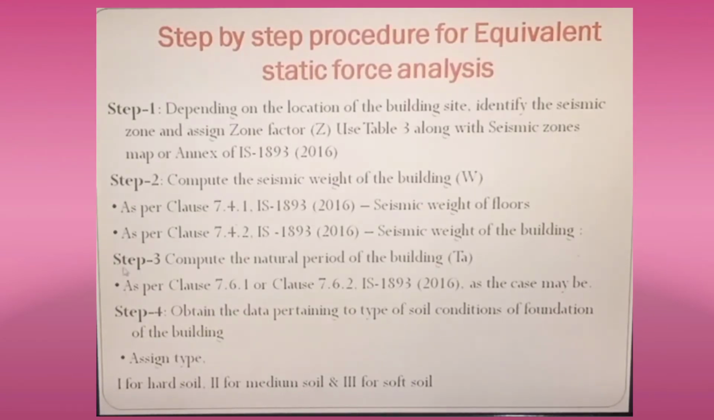Step 3 is to compute the natural period of the building, that is Ta, as per clause 7.6.1 or clause 7.6.2 of IS 1893 2016, as the case may be. Like this you can compute the natural period based on that particular case.